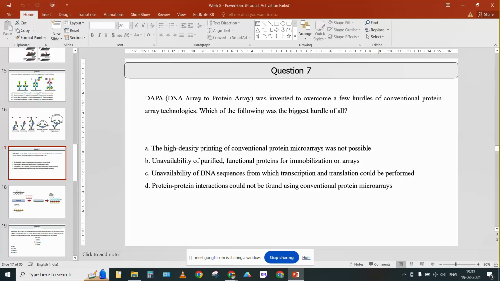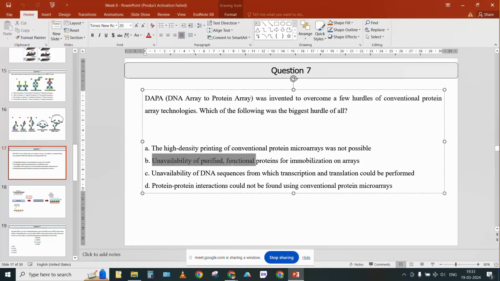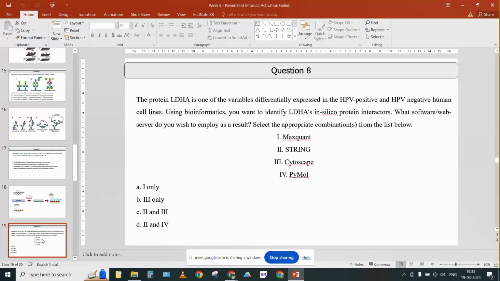Okay, so according to this, the right answer for the biggest hurdle of all in the DAPA is option B, the unavailability of purified functional proteins for immobilization on array. So the right answer for question 7 is option B. Moving to the next question, that is question 8.